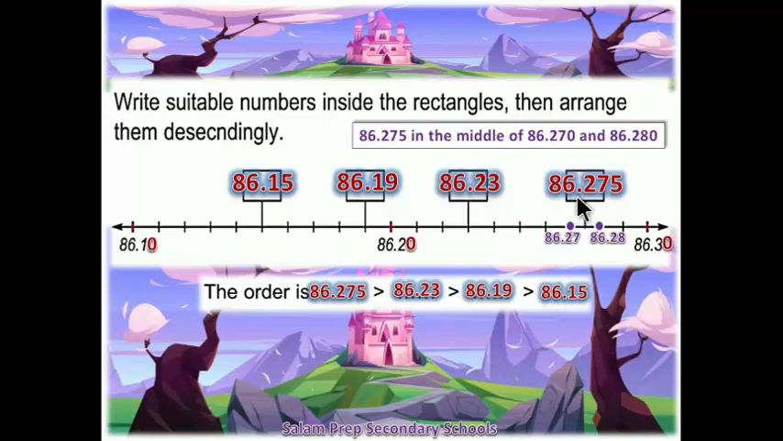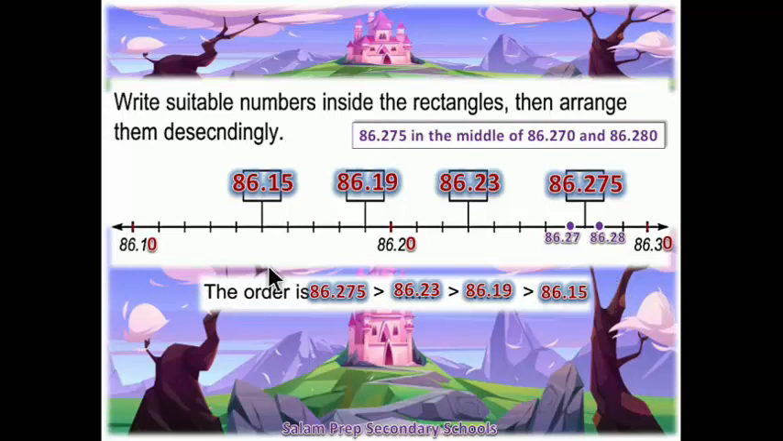Please take care. This rectangle is the middle of 86.27 and 86.28. So we need 2 point zeros to balance decimal numbers. 86.275, again 86.275 is in the middle of 86.270 and 86.280. So we will put 86.275 between 86.27, in other words 86.270, and 86.28, in other words 86.280.